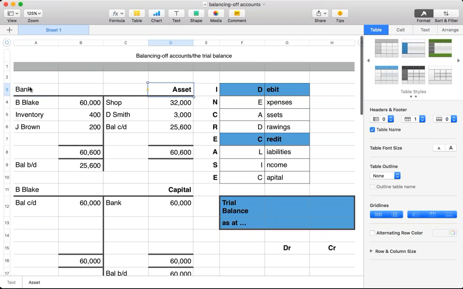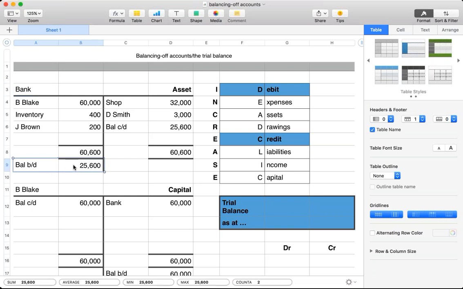Now that's an asset, as you can see, and we've already done the balancing of all these T accounts. You can see here that I've got a balance carried down of 25,600, and then underneath our line, we can see that both columns agree. Underneath, we've got a balance brought down of 25,600. So the balance brought down is our balance as at the start of the next accounting period, so it therefore follows it's got to be the balance at the end of the previous accounting period. And we can see that it's a debit balance, and we can make sure that that does agree.